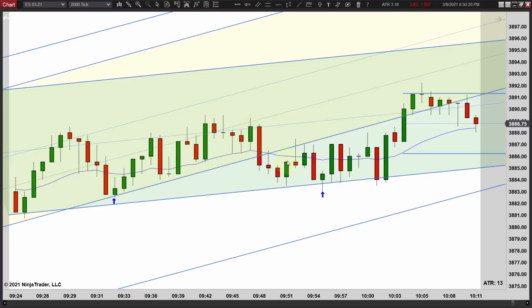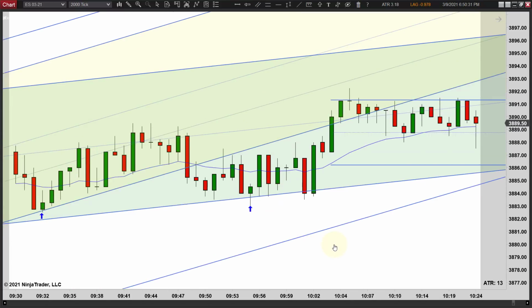So first entry, then you pull back, and then a second entry long when it breaks higher right here. It takes it a minute to take off, but I think you would have scalped out of this pretty quickly though.